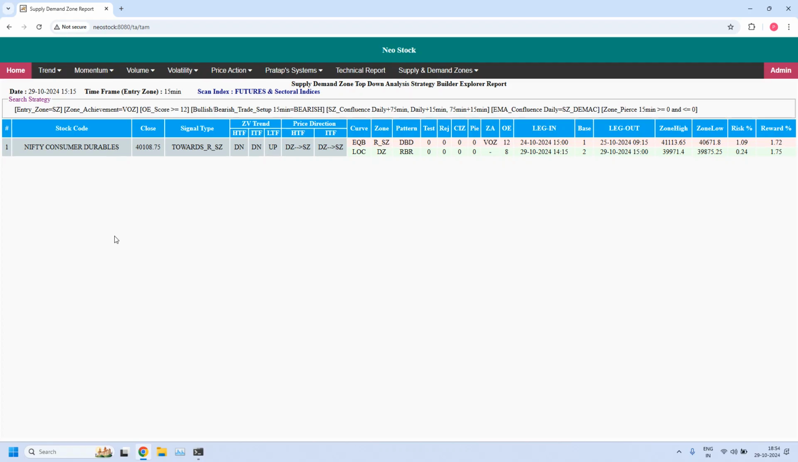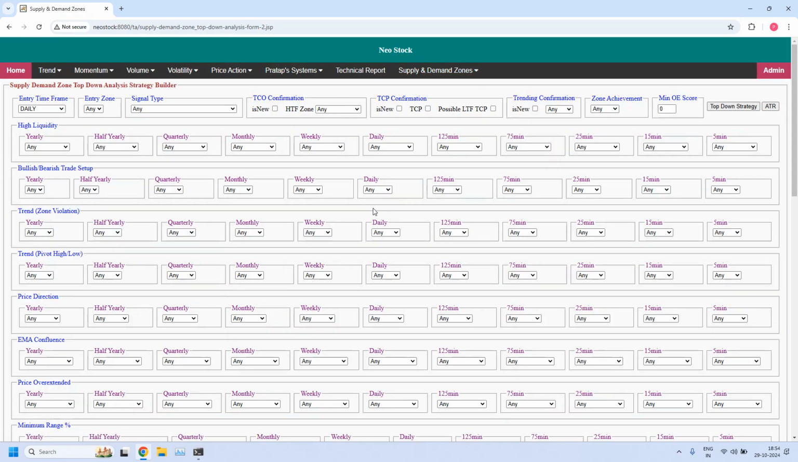Okay, this is about bearish trade setup for daily income trade. Now let's look for hourly income trade stocks. Bullish trade setup for hourly income trade. Entry time frame is 5 minutes. Entry zone is demand zone.